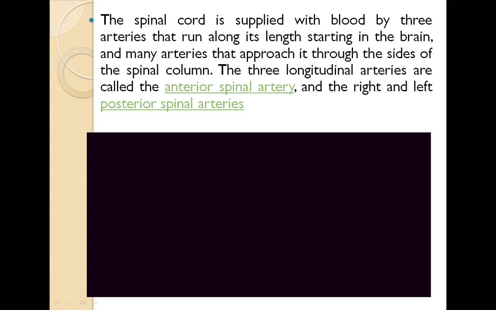The spinal cord is supplied with blood by 3 arteries that run along its length starting in the brain, and many arteries that approach it through the sides of the spinal column. The 3 longitudinal arteries are called the anterior spinal artery and the right and left posterior spinal arteries.